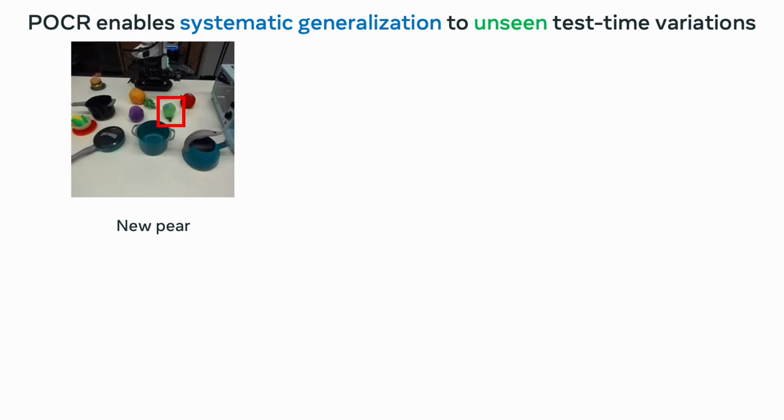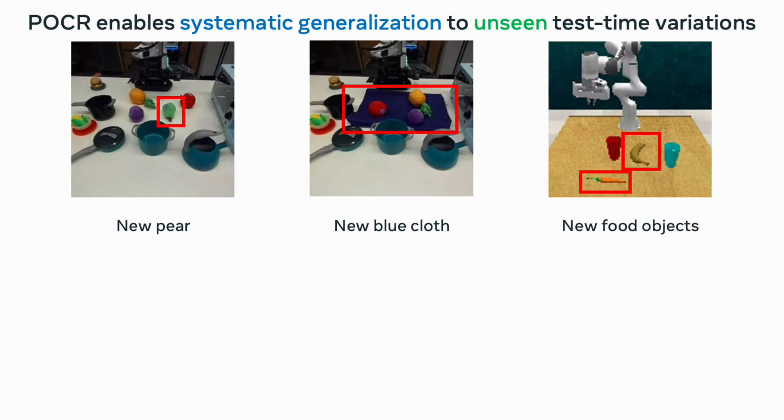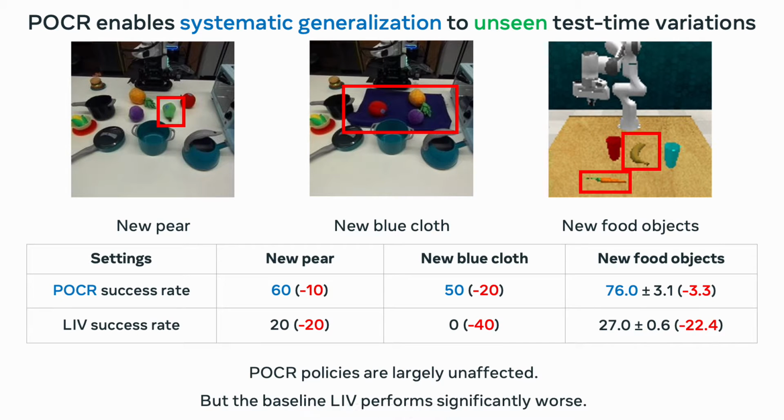Finally, POCR enables systematic generalization to unseen test time variations. We introduce unseen distractor objects and backgrounds in both real-world and simulation environments, and we observe that in each of these settings, POCR is largely unaffected, but the baseline LIV performs significantly worse.